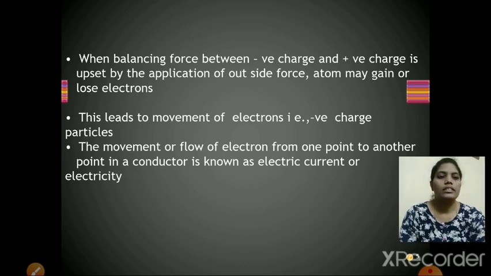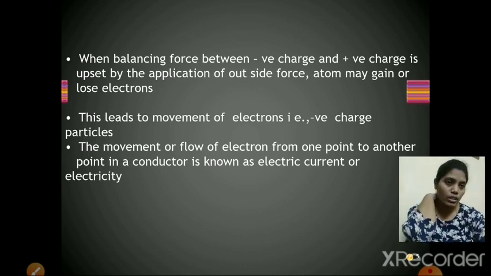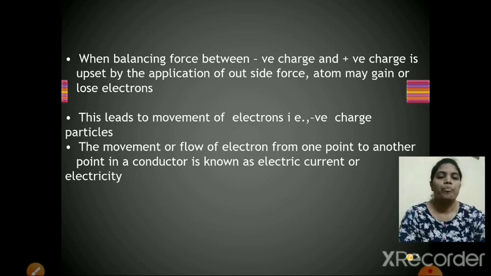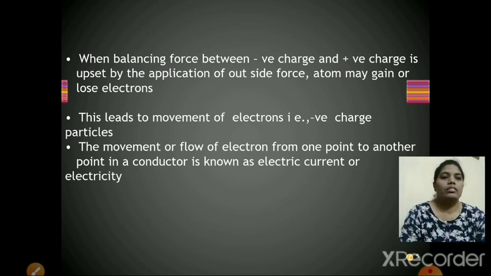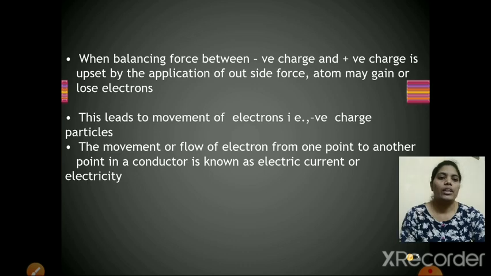So how is this electricity coming, or what is the reason behind this electric current? That is because of some external force applied on the nucleus. The balancing force between positive and negative charged particles which are revolving around the nucleus is upset, and it leads to flow of electrons from one point to another point in a conductor.